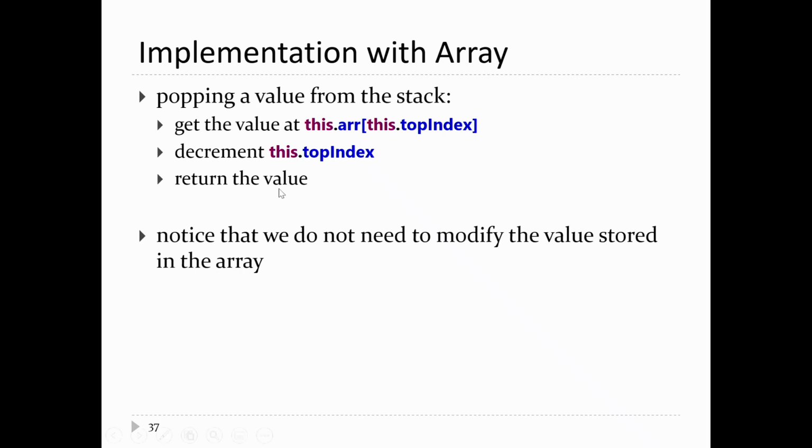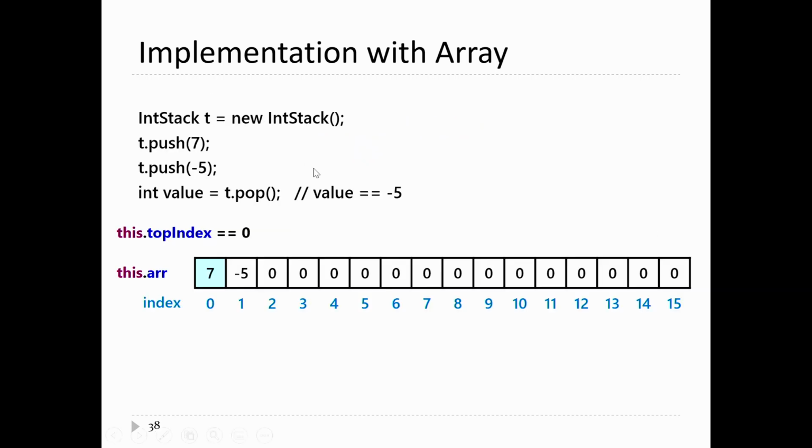Notice that you don't need to modify the value stored in the array. I don't have to erase or replace the value that was previously stored in the array. So for example, I'm going to pop the stack. Now I had a stack that had a 7 and a -5 on it. When I pop the stack, I remember the -5. I decrement top index, so it's now 0. So the top of the stack now points at element 0. And then I return the value that was popped. So we return the value -5 back to the caller.